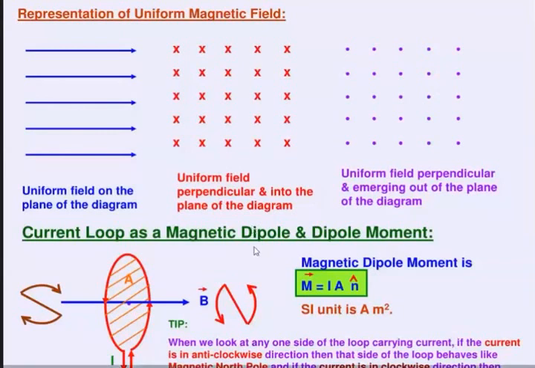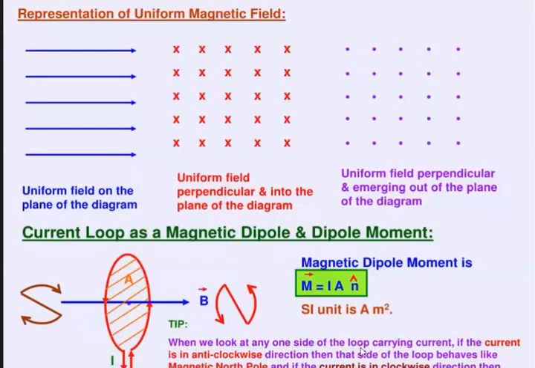If it acts as a magnetic dipole, what is the dipole moment? The dipole moment is just equal to the current flowing through the loop and the area enclosed by the loop. Okay. Now some tips that we have to learn. I have already discussed that, but still we have to recap. When we look at any one face of the loop carrying current, then we can see that current is either flowing clockwise or anti-clockwise. So let us check out.